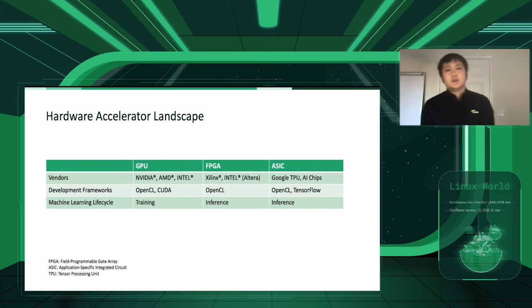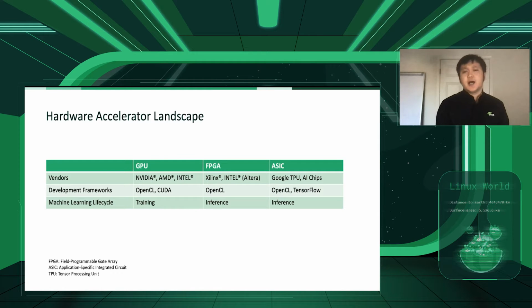Currently there are three different types: GPU, FPGA, and ASIC. GPU is the mainstream type. We know there's NVIDIA, AMD, and Intel GPUs here, and they use the OpenCL or CUDA library for acceleration. They are mainly used for the training part. They are a very good candidate.